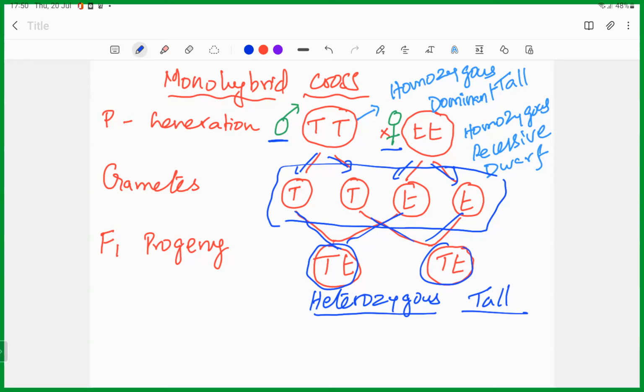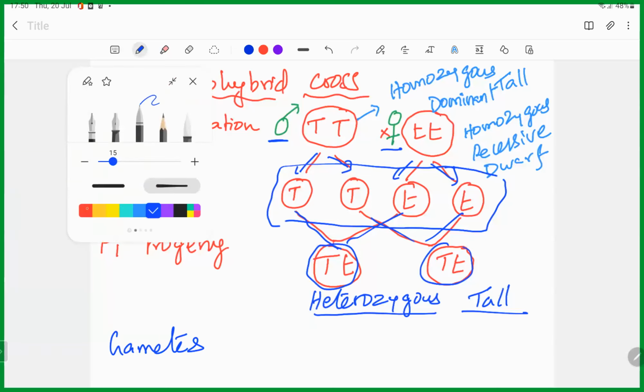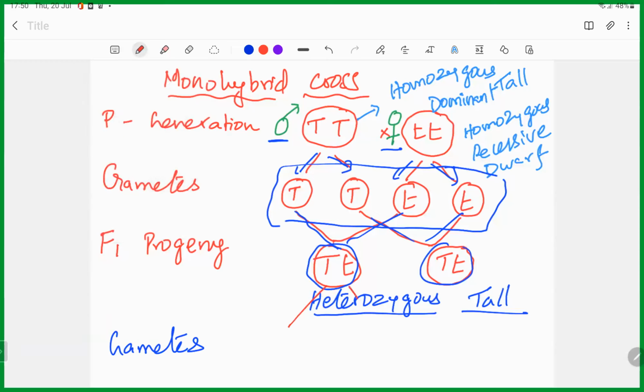Fine. Now the second step is crossing of F1 progeny. Before that, the gametes form. How do the gametes form here? This one, this one, this one, this one. Means T, t, and then T, and then t. Can you understand? The gametes are separated. These are all the gametes.